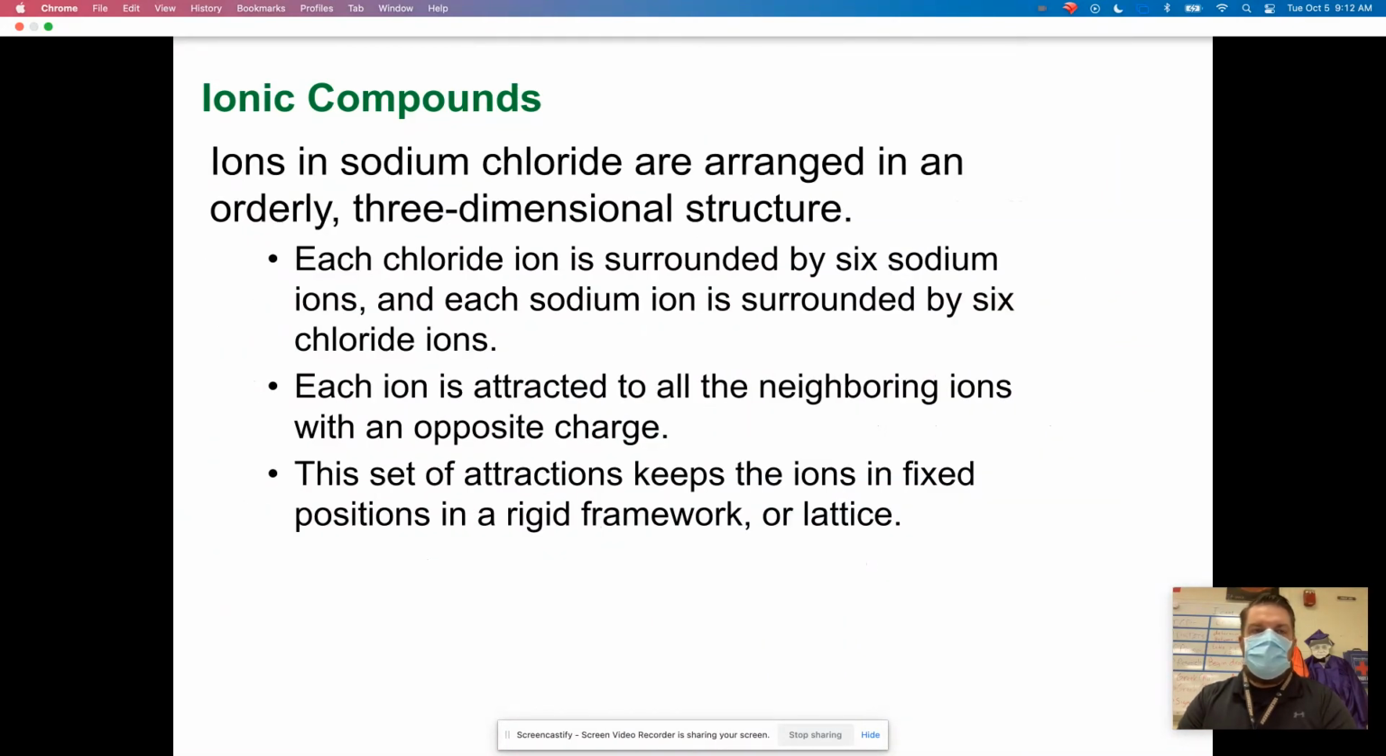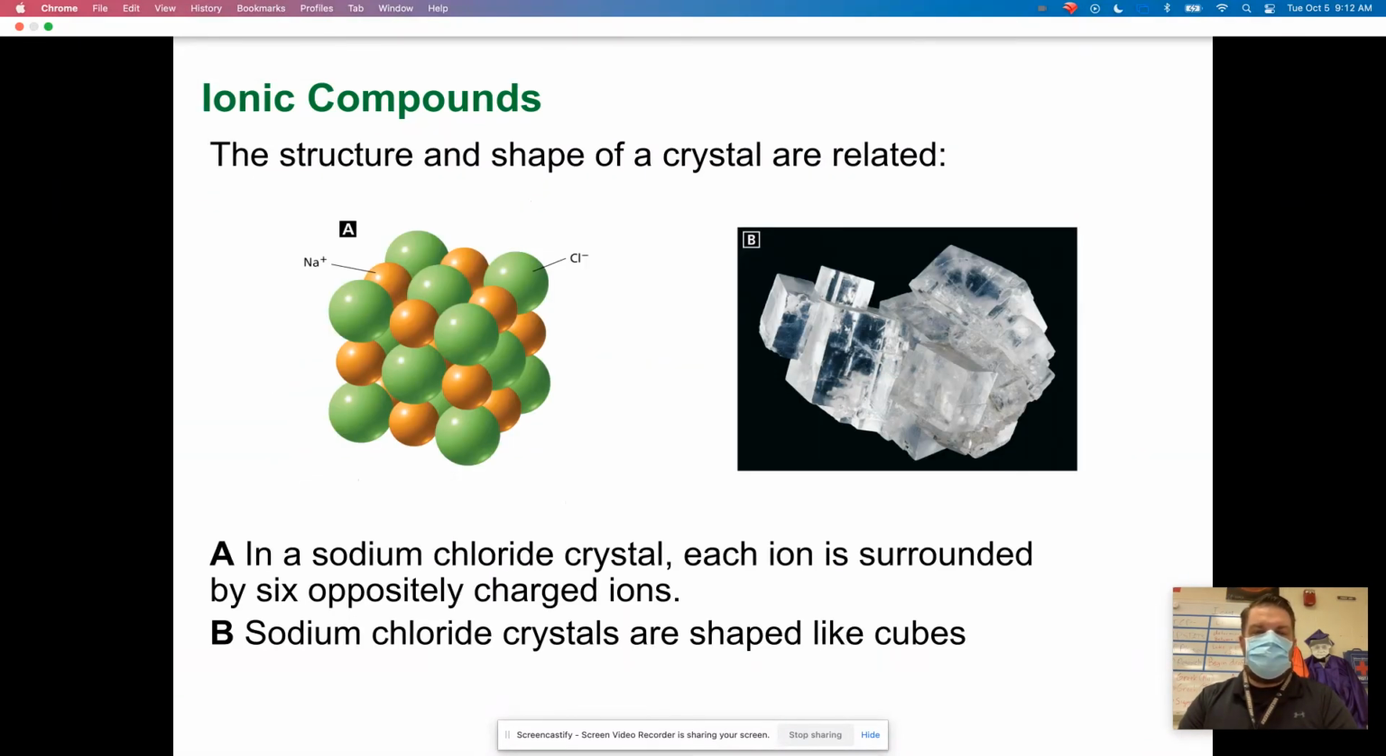Ions in sodium chloride are arranged in an orderly 3-dimensional pattern. Each chloride ion is surrounded by 6 sodium ions, and each sodium ion is surrounded by 6 chloride ions. Each ion is attracted to all the neighboring ions with the opposite charge. This set of attractions keeps the ions fixed in a rigid framework, which we call a lattice.